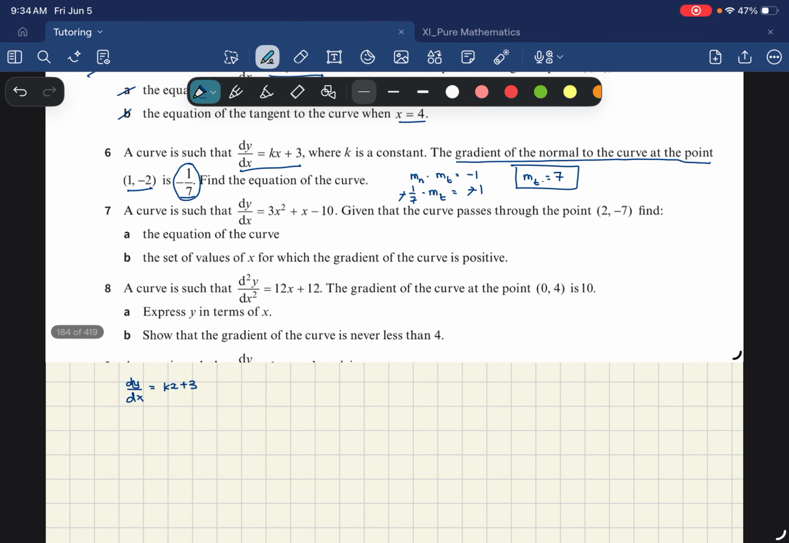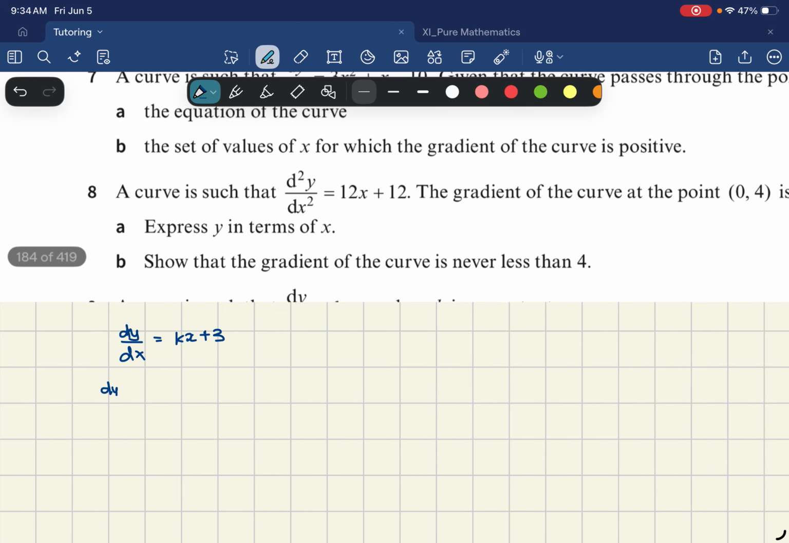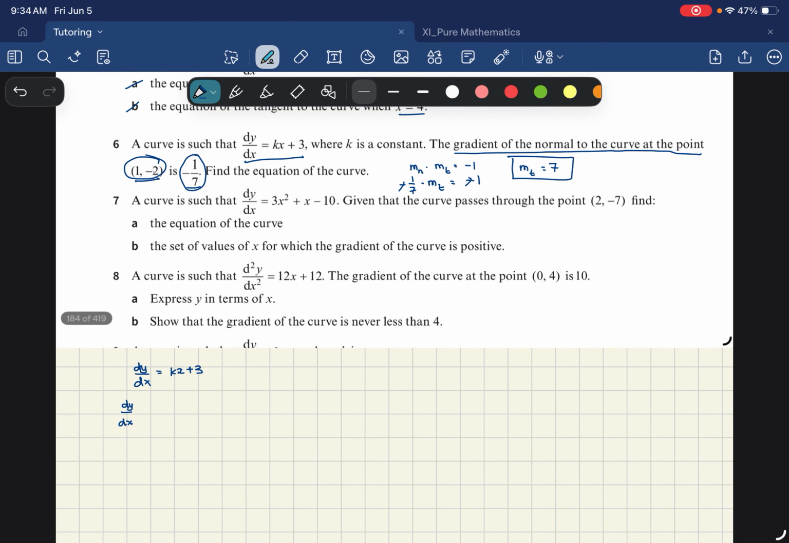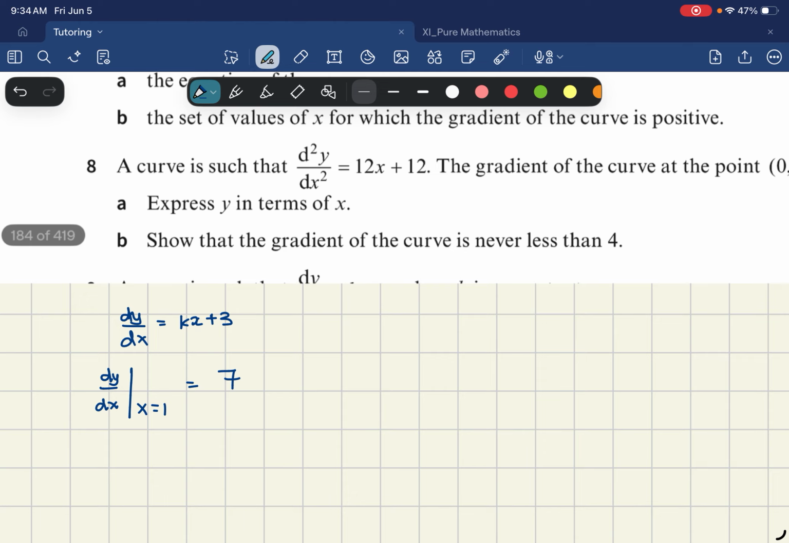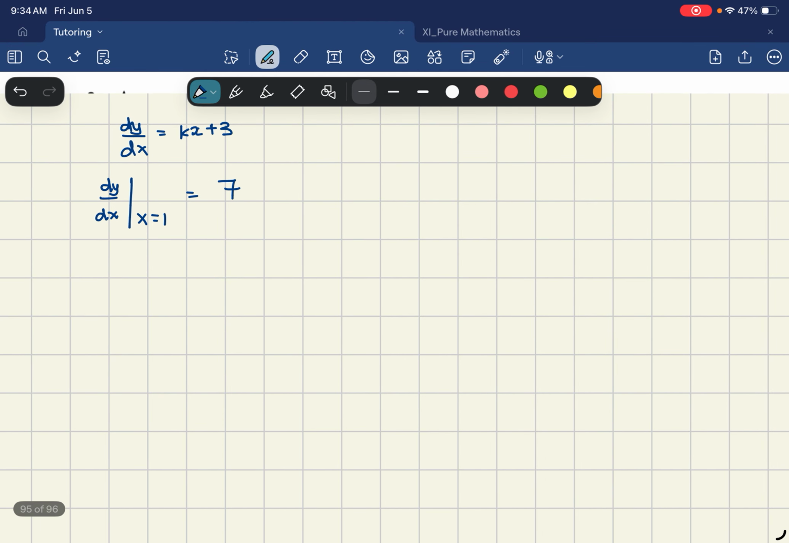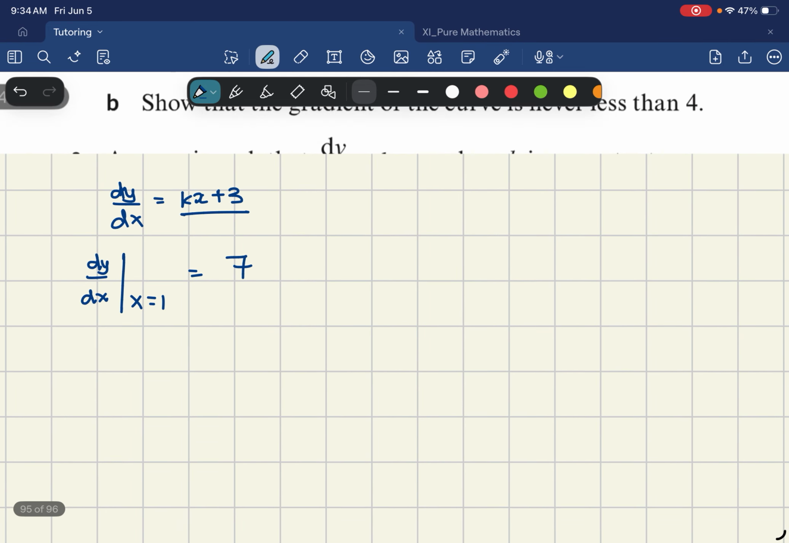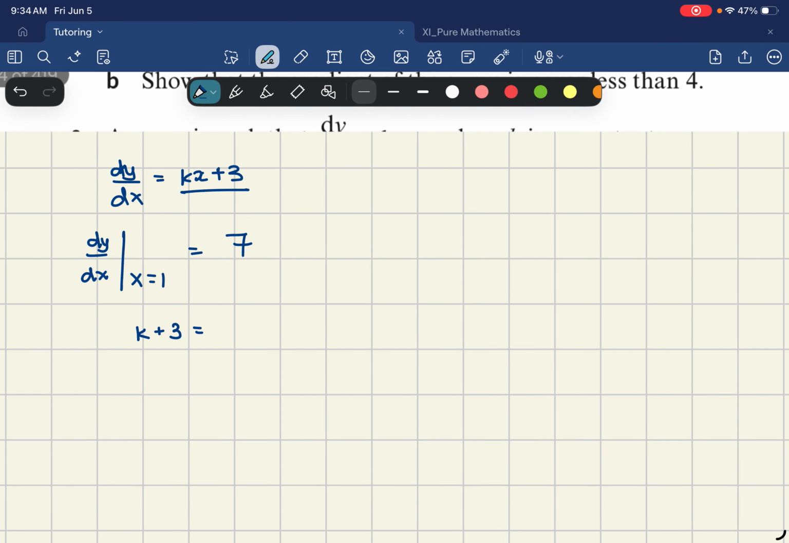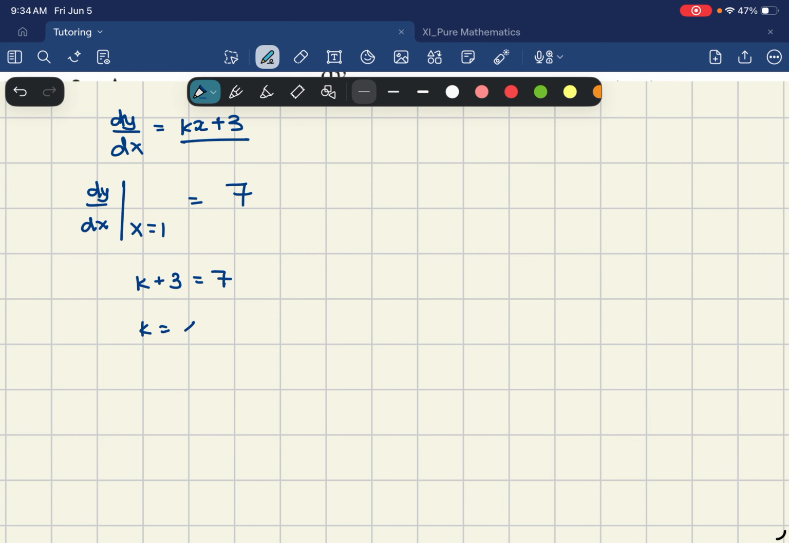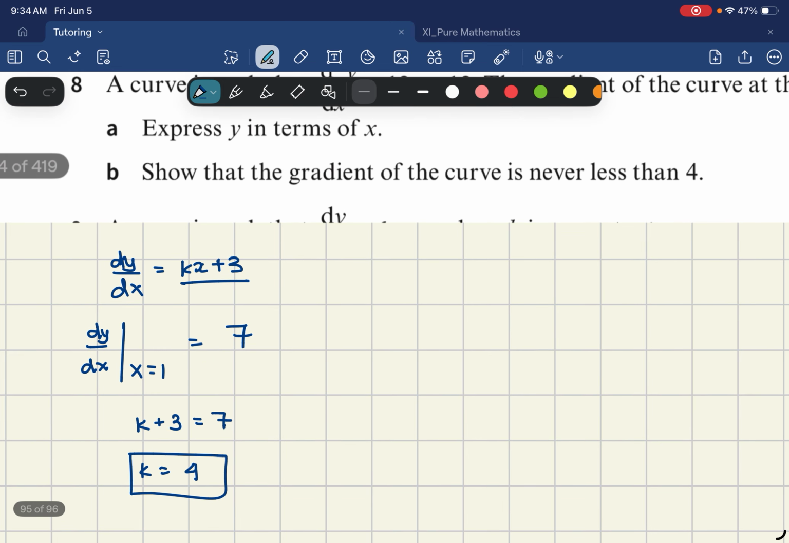So the slope of the tangent is equal to 7 at this point. So dy by dx at the point 1 comma negative 2, when x is equal to 1, is equal to 7. mt is 7. We work with tangents with the first derivative, not the normal. So just substitute 1 into this expression and you get k plus 3 is equal to 7. And k is just going to be positive 4. So you know that dy by dx is equal to 4x plus 3.